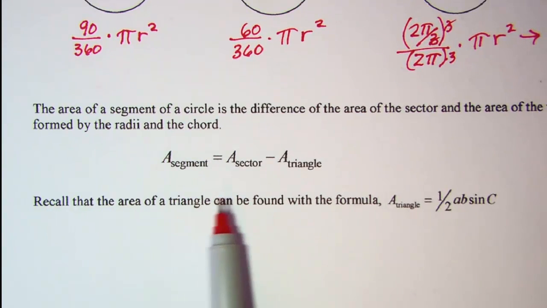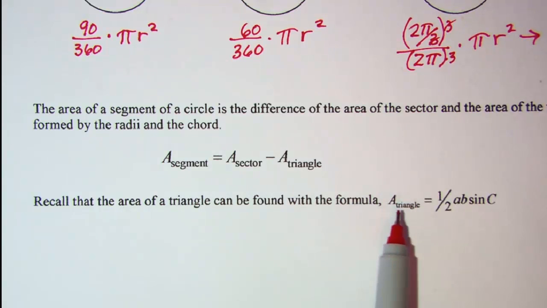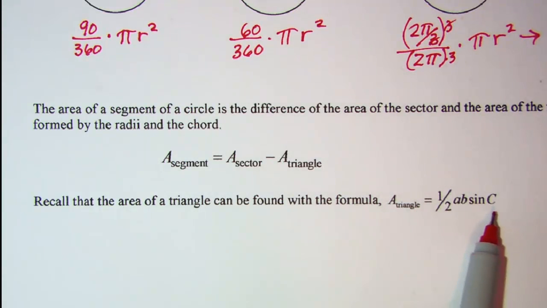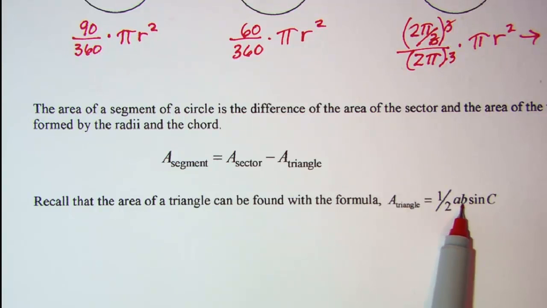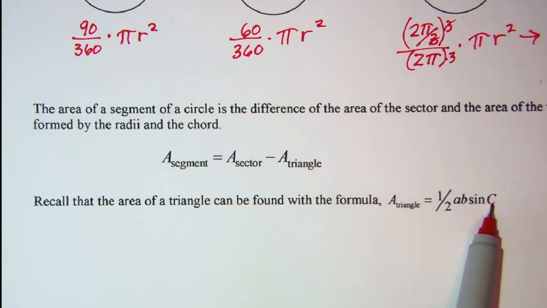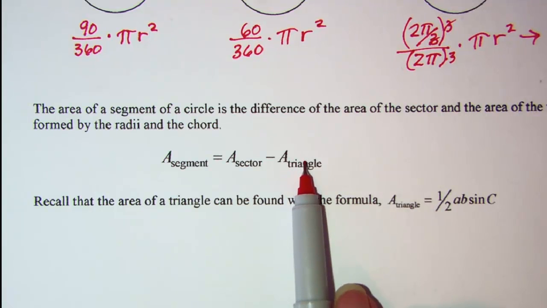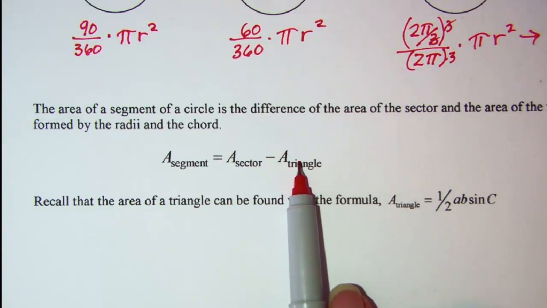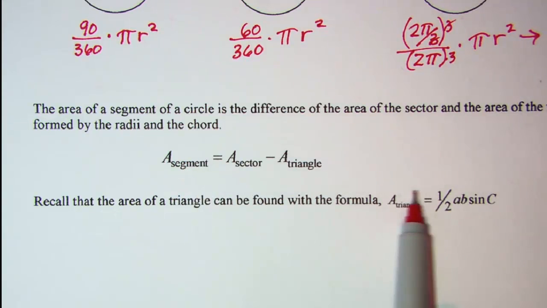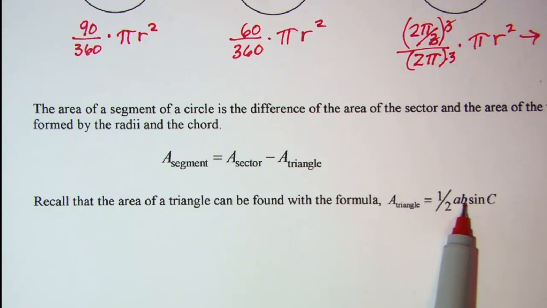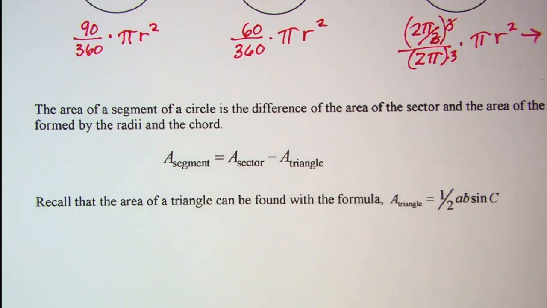And recall that the area of a triangle can be found with the formula 1/2 AB sine C, where A and B are the two sides of the triangle, and C is the included angle. So in this case, when we're finding the area of the triangle needed for the area of the segment, the two sides, A and B, represent the two radii of the circle, and then the angle C is the central angle. So let's do a problem.